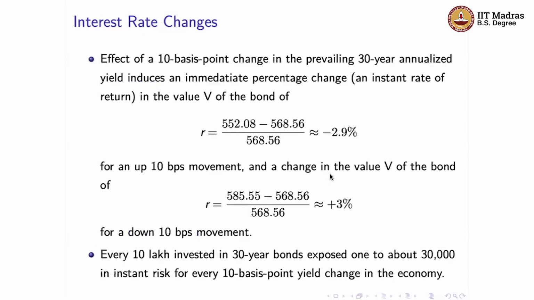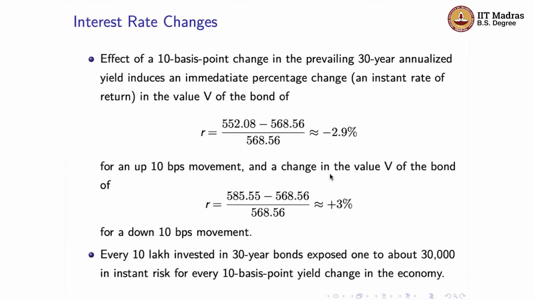So basically what we found in our example is that a 10 basis point change in the prevailing 30-year annualized rate would lead to an immediate percentage change in the value of the bond of around minus 2.9% if you have an upward movement of 10 basis points. And it would lead to a change in value of plus 3%. So the value will go up by 3% if you have a downward movement of 10 basis points.